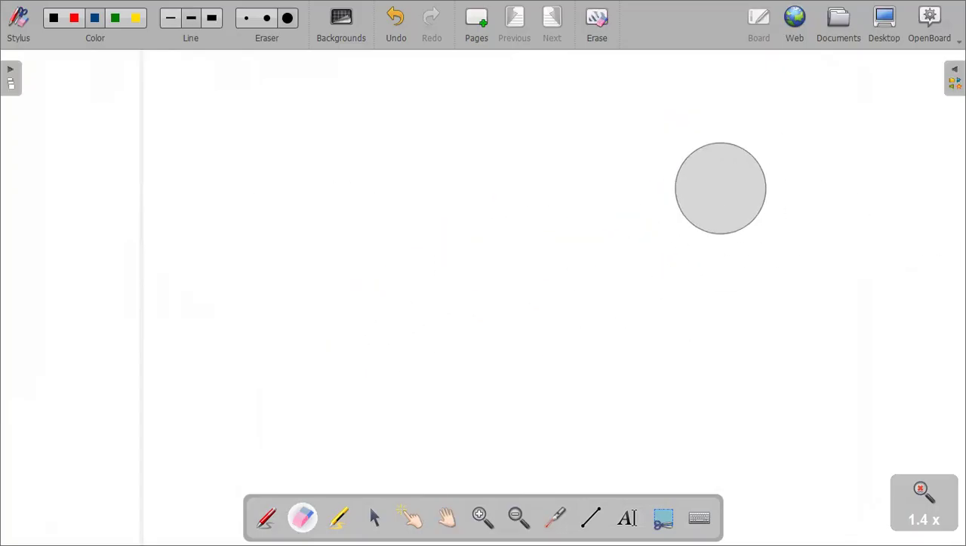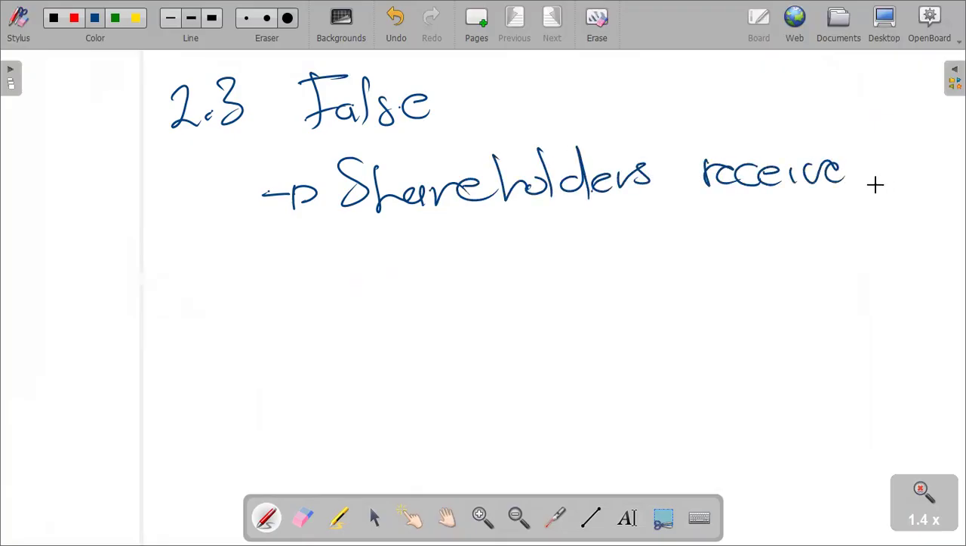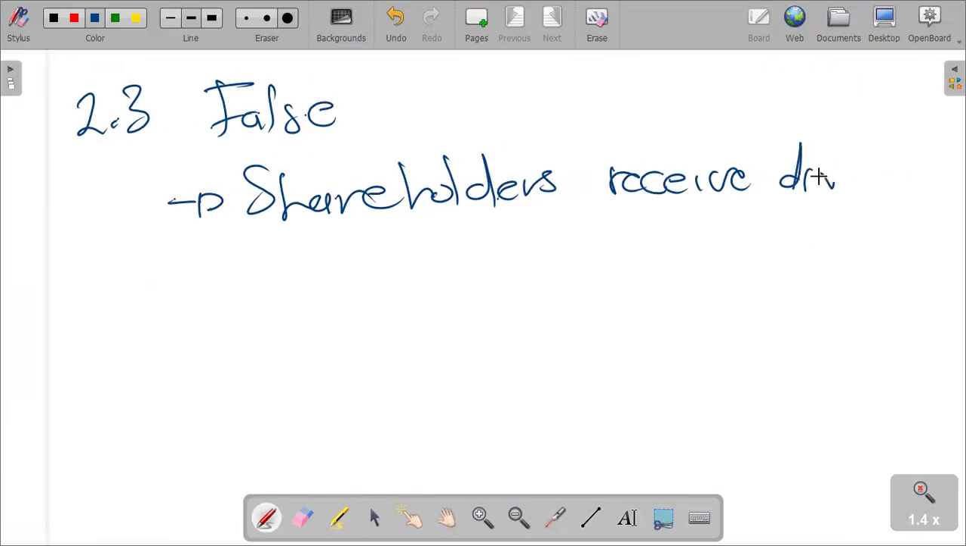So 2.3 would say false. Why? Because shareholders receive dividends, not premiums. All right, let me just quickly do this. Shareholders receive what? Dividends. They receive dividends and not premiums.